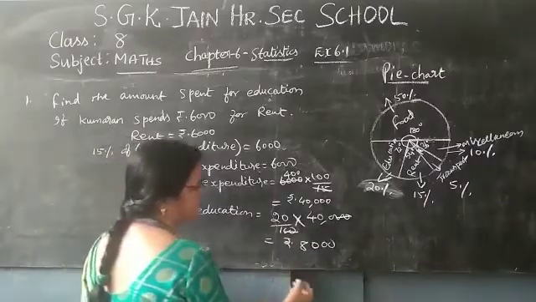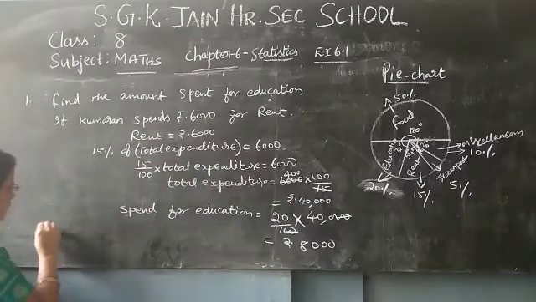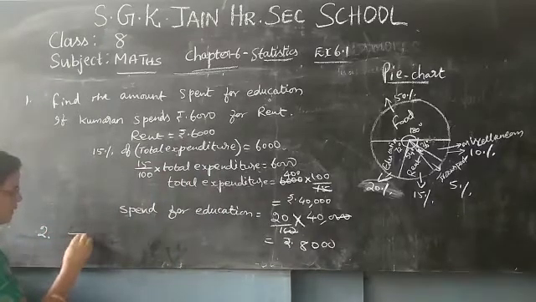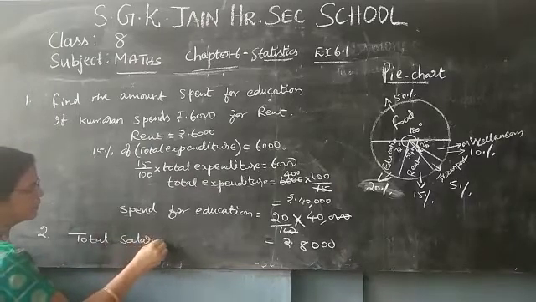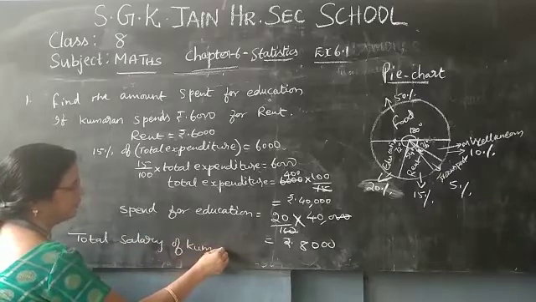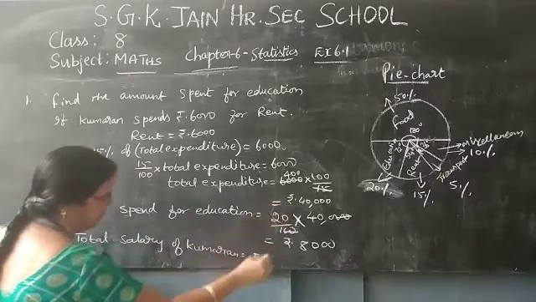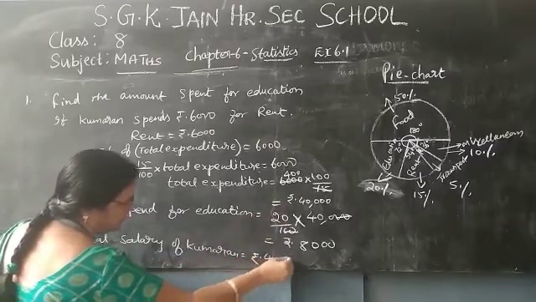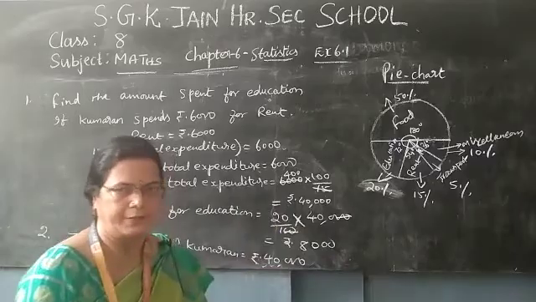What is the second question? What is given there for the second question? They are asking total salary, isn't it? Total salary of Kumaran. So total salary equal to how much? Total salary of Kumaran, second question. You will get rupees, how much we got? 40,000. That is his total salary. Now the third question we are going to find out now.